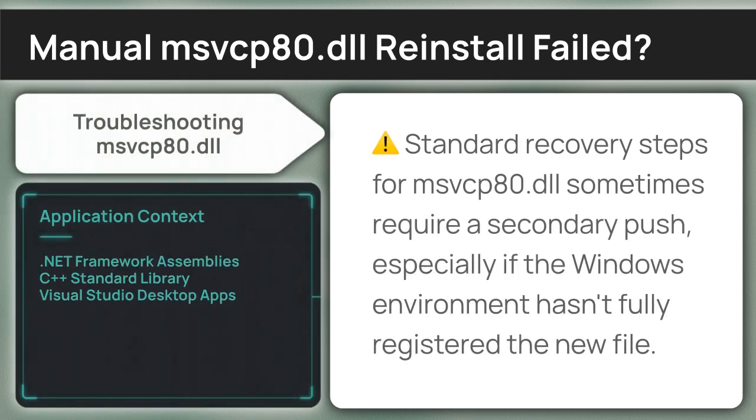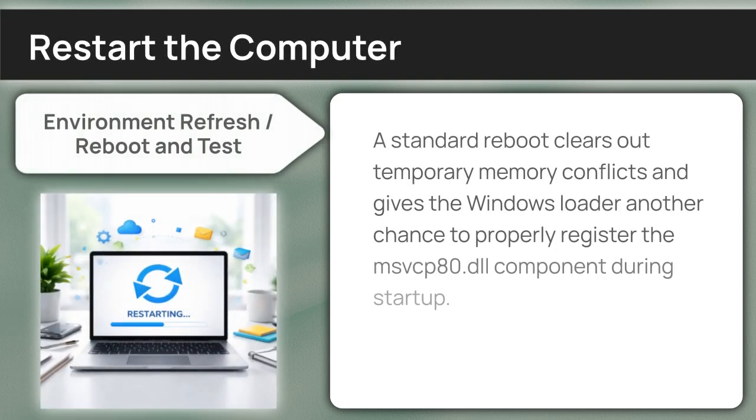to refresh the system's memory. A full system restart ensures that no background processes are currently locking the Msvcp80 file. A fresh boot allows Windows to reinitialize its library map from a clean state.